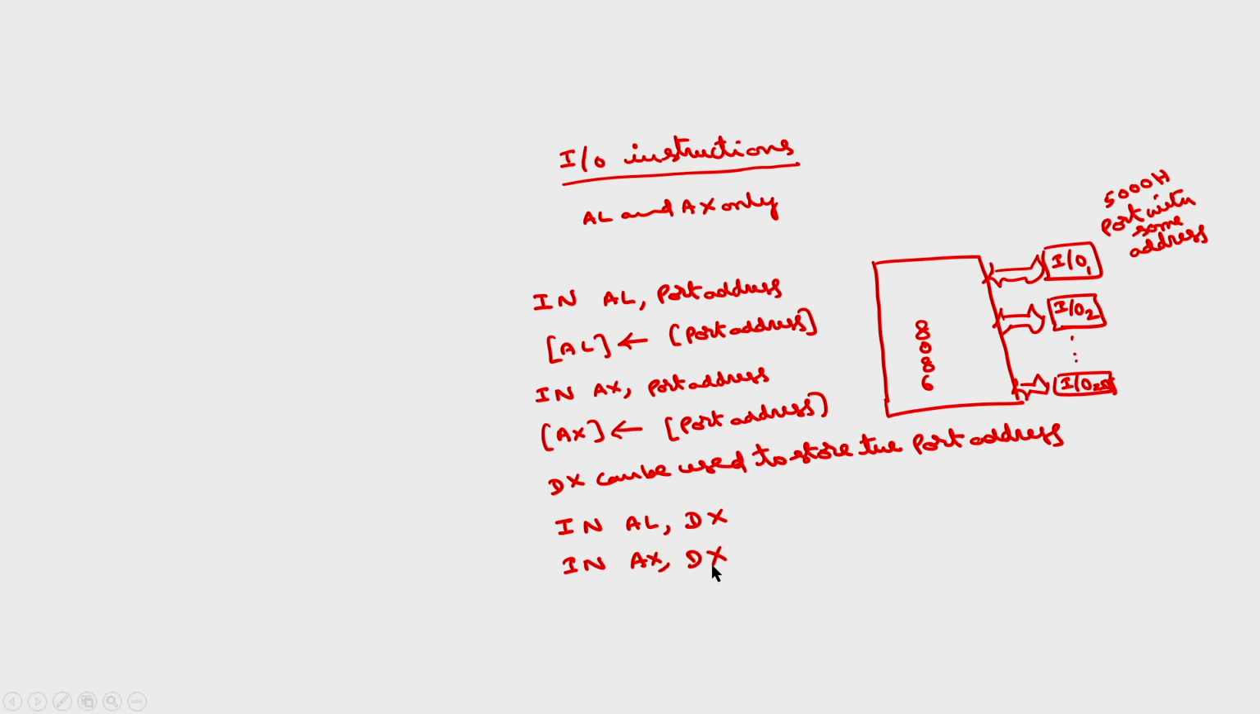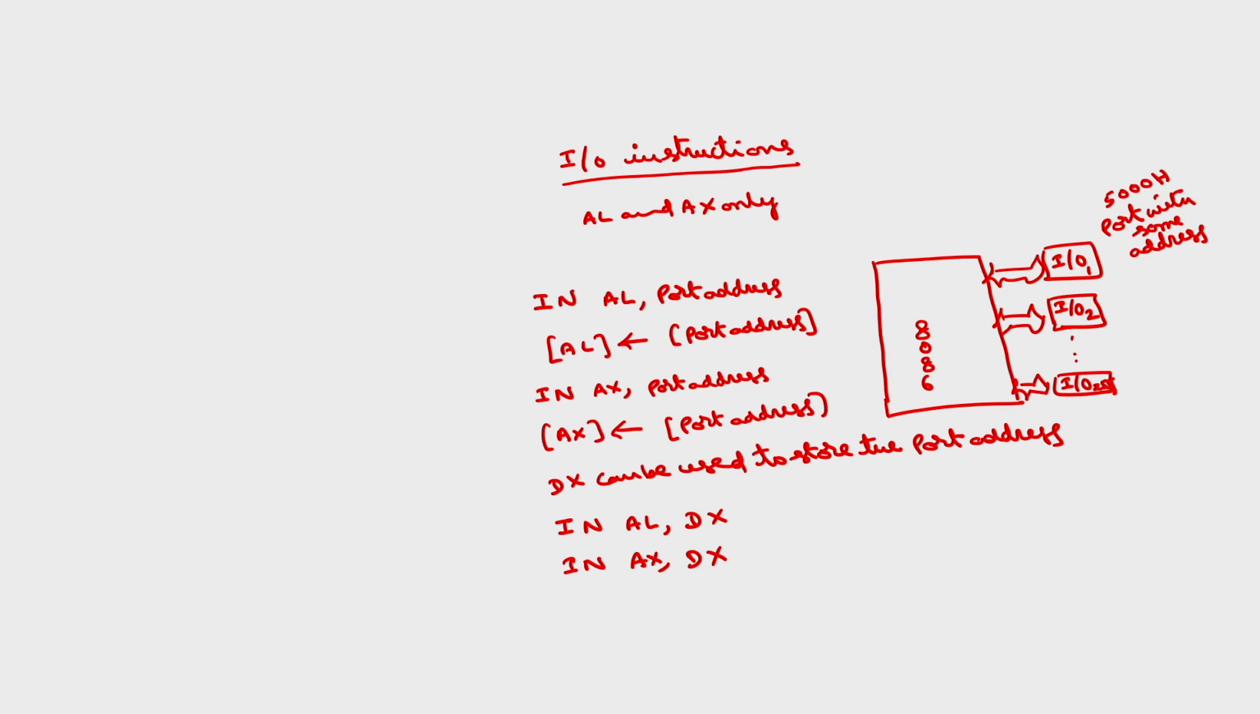The same operation, but here instead of specifying the port address, I am specifying DX. Then in DX we have the port address. So DX will be used to store the port address. Similarly, if the port is having 16-bit data, that will be taken into the AX register. The only difference here is, in one case we are specifying the port address, here we are specifying DX. In that DX, the port address will be present.